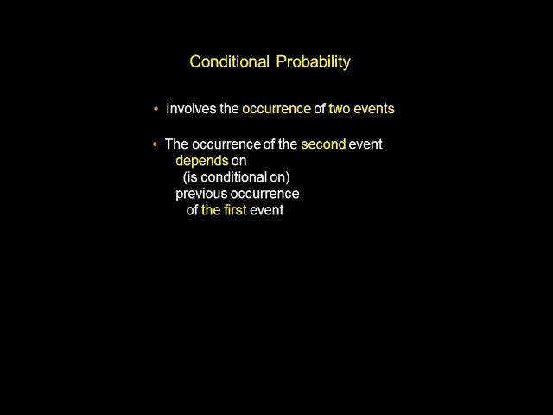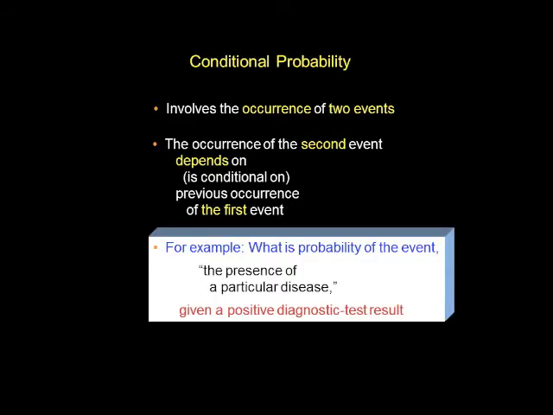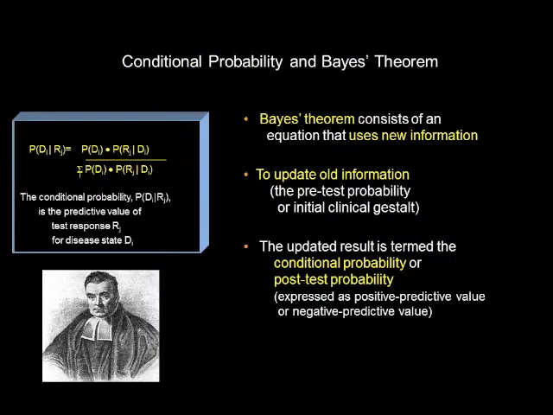The occurrence of the second event depends, or is conditional on, the previous occurrence of the first event. So, for example, what is the probability of the event, the presence of a particular disease, given a positive diagnostic test? Bayes' theorem consists of an equation that uses new information to update old information, the pretest probability, or the initial clinical gestalt. The updated result is termed the conditional probability, or the post-test probability, and sometimes expressed as the positive or negative predictive value.